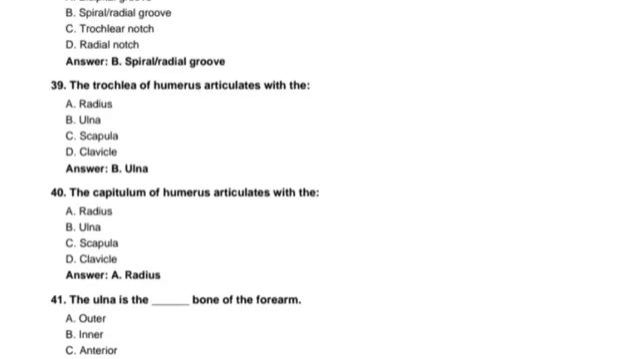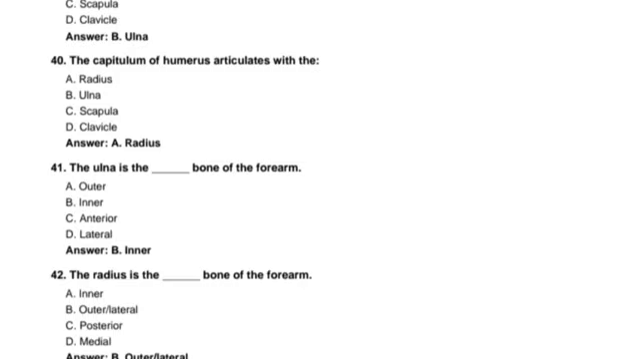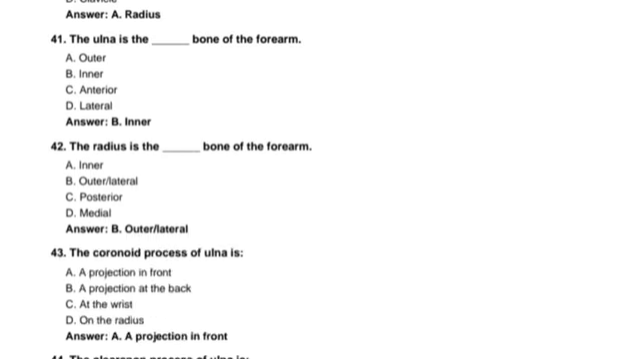Question number 39. The trochlea of humerus articulates with the option A. Radius, option B. Ulna, option C. Scapula, option D. Clavicle. The right answer is option B. Ulna. Question number 40. The capitulum of humerus articulates with the option A. Radius, option B. Ulna, option C. Scapula, option D. Clavicle. The right answer is option A. Radius.